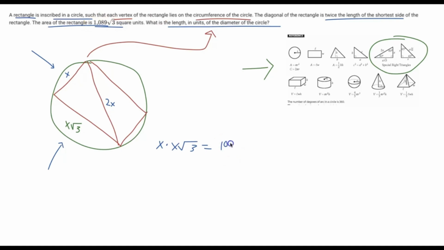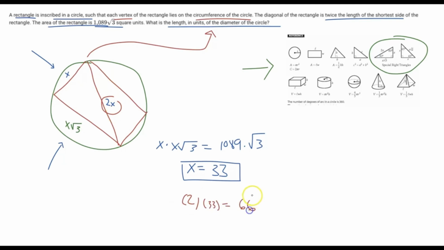So it's 1089 multiplied by square root 3 square units. And all we have to do now is solve for x. So you can plug this right into Desmos and it'll give you an answer of x equals 33. And so now that we know what x is, all we have to do is plug it in here. So x is 33, so we know one of the side lengths is 33, but that diameter is that diagonal of the rectangle. And the diagonal of the rectangle is 2x. And so 2 times 33 gives us 66 as our final answer.